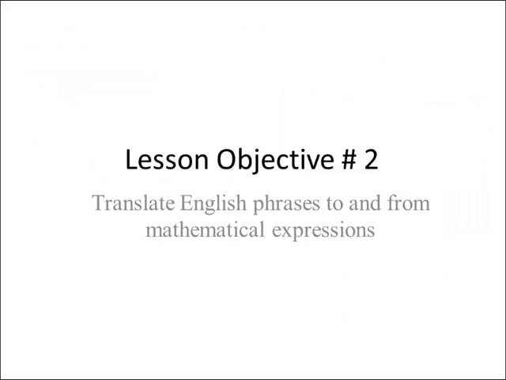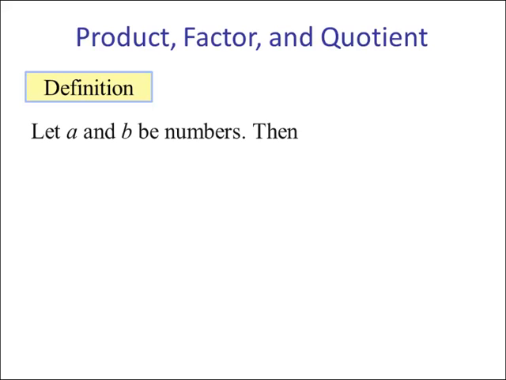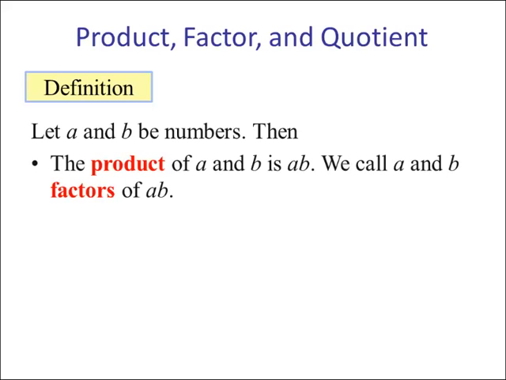Lesson objective number 2. Definition. If A and B are numbers, then the product of A and B is AB. We call A and B factors of the expression AB.